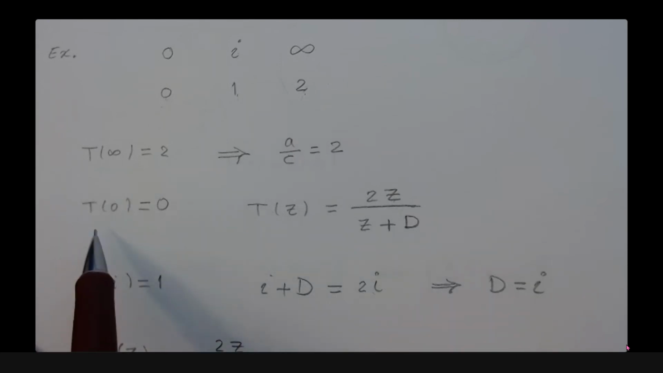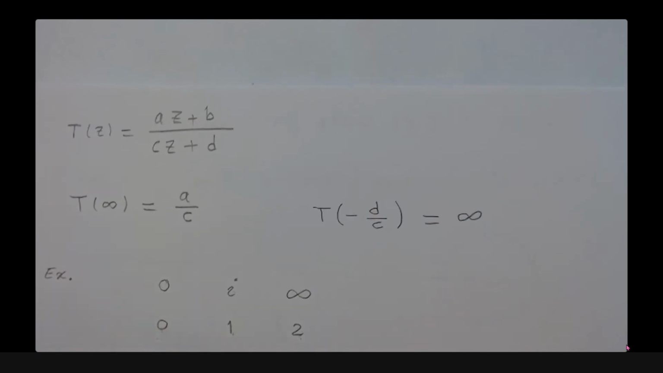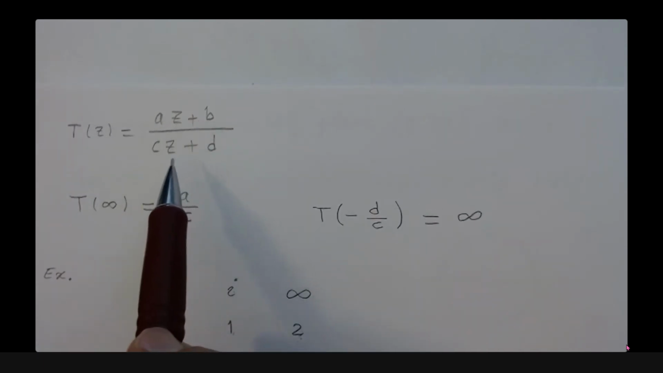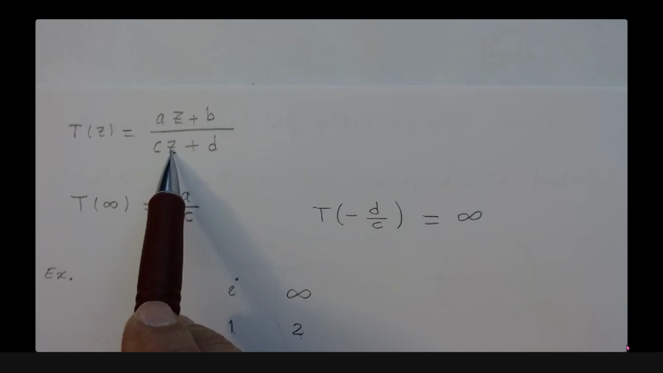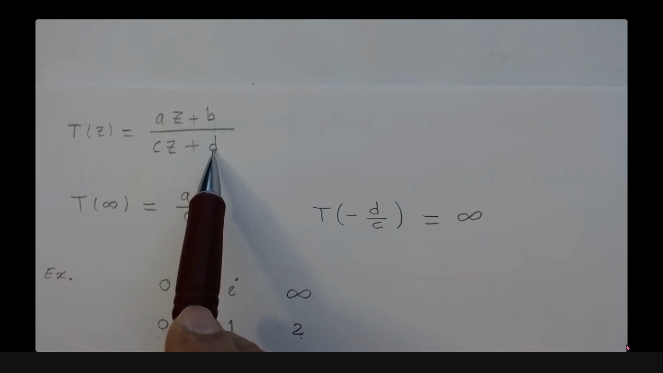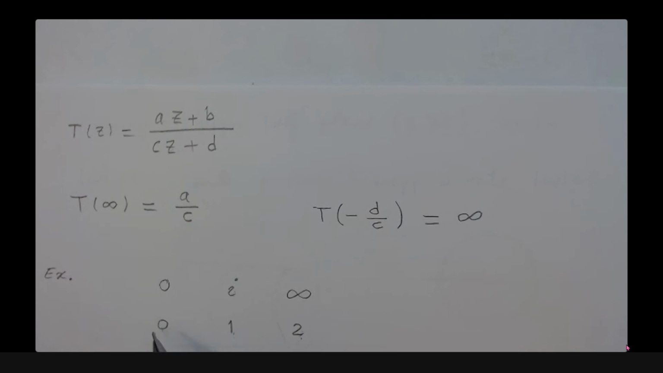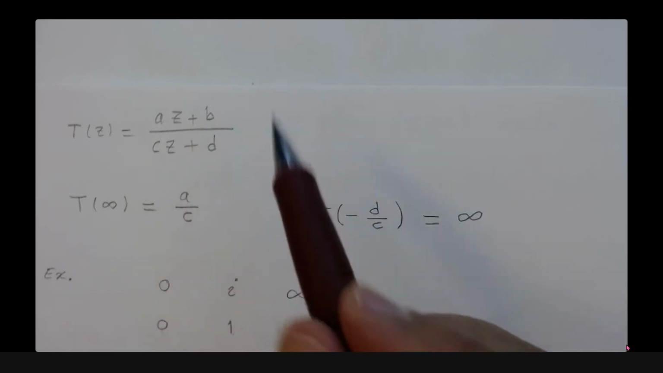Okay. Well, how can T of 0 be 0? Here, if this is the function, if you replace z by 0, T of 0 will be b over d. B over D has got to be 0, right? How can B over D be 0? The only time that we will get 0 is when B is 0. So that takes care of B.